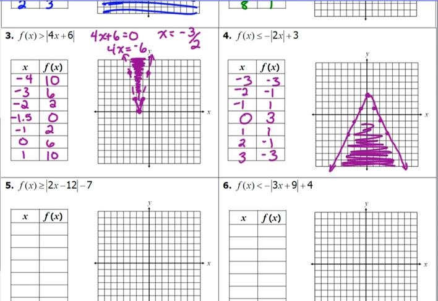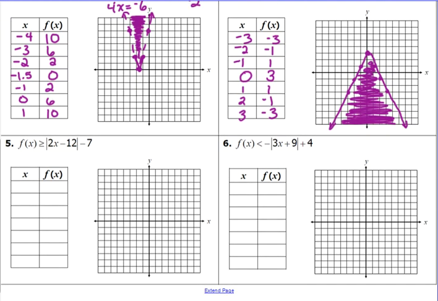So it's still in between, but that's because this one's opening downward because of that negative in front of the absolute value. That's what I wanted to point out. When there's a negative in front of the absolute value, it flips it over. Okay? All right.